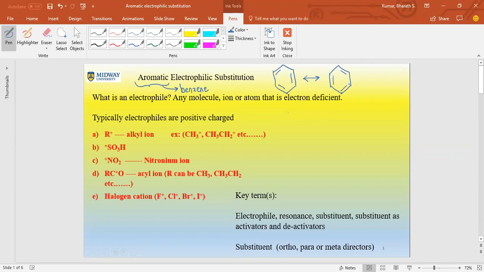So only one of the reactants would always be constant throughout this entire discussion, and that would be benzene. It's only the other two reactants that would change, which result in the formation of an electrophile. Which takes us to what is an electrophile. Just like a nucleophile, which is a Lewis base and is electron rich, an electrophile is any molecule, ion, or atom that is electron deficient. In other words, an electrophile is a Lewis acid.